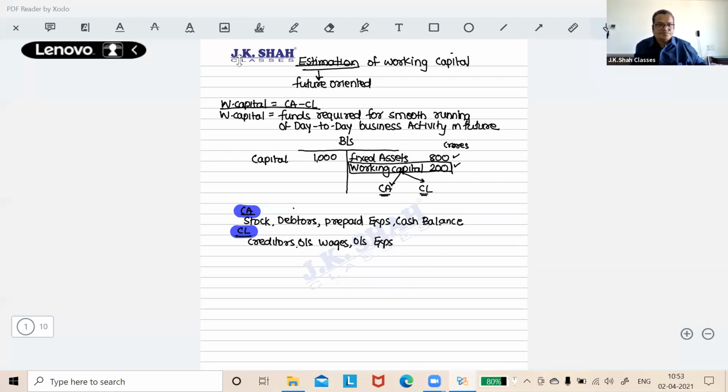Now, coming to how to estimate. Correct? Because obviously that is our next important discussion. It's how we will estimate.